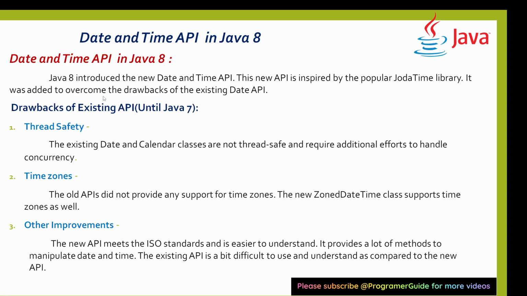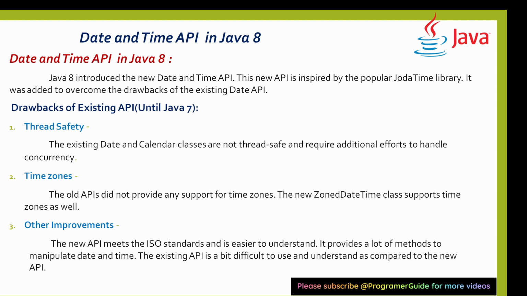So what are the drawbacks of the existing date and time API? Till Java 1.7, with respect to thread safety, the existing date and time calendar classes are not thread safe and require additional effort to handle concurrency related programming. Also, the old API does not provide any support for time zones. The new ZonedDateTime class supports zones as well. And other improvements are not supported in the old APIs.